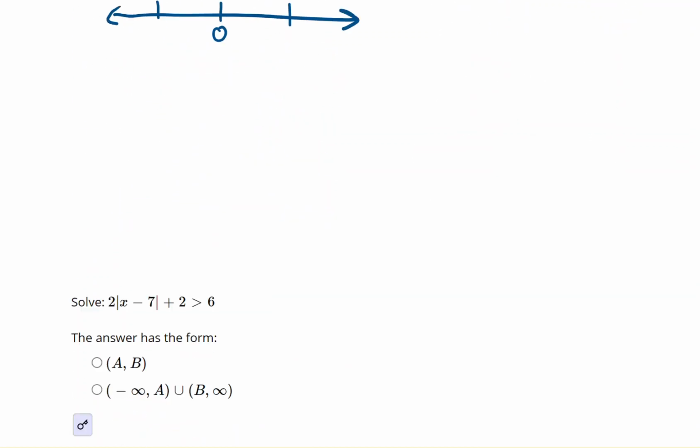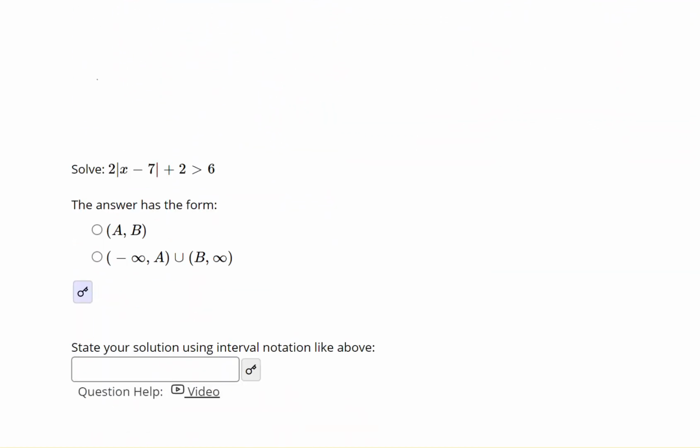Okay, last one. This is an absolute value inequality. So I'm going to start kind of like the last one. I want to get the absolute value stuff alone. The stuff that's inside the absolute value, I got to get that alone on its own side.